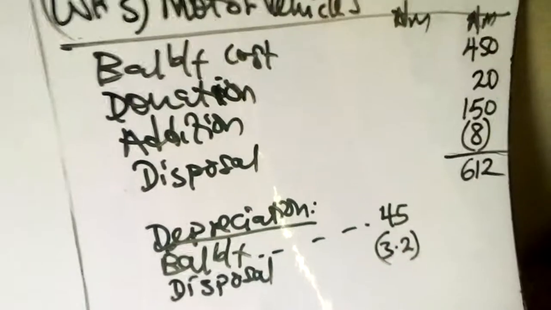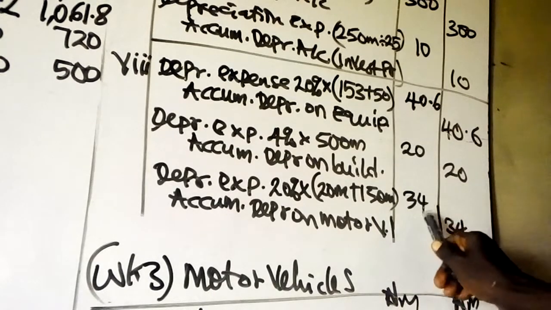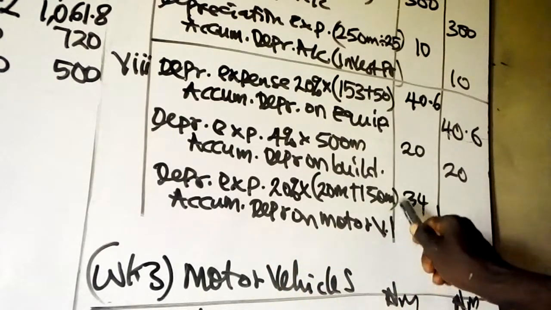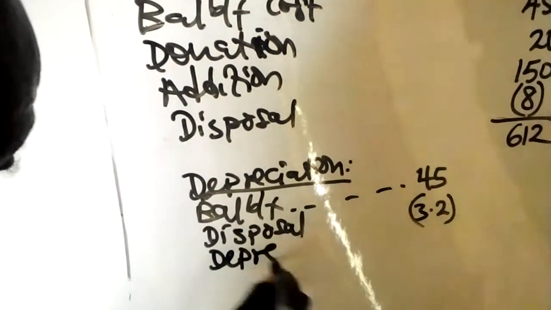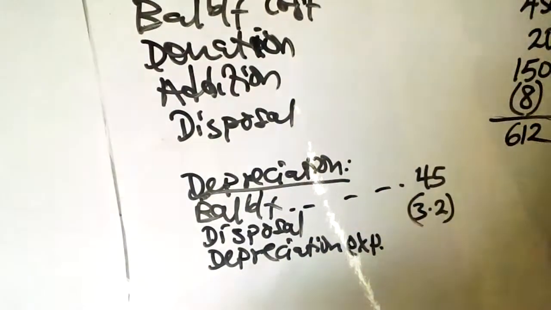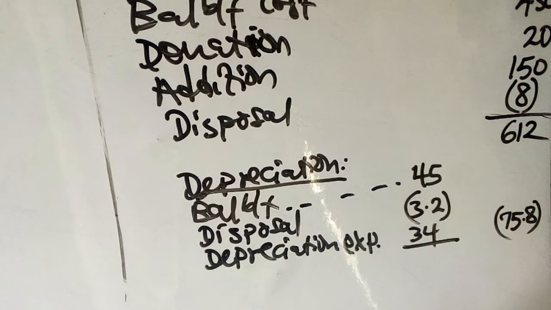Then we have depreciation expense on motor vehicle during the year, that is note 8. Depreciation expense on motor vehicle is 34 million. So when you sum it up, 45 minus 3.2 plus 34, then you have 75.8 million. When you remove that from 612, then you have the carrying amount to be 536.2 million.